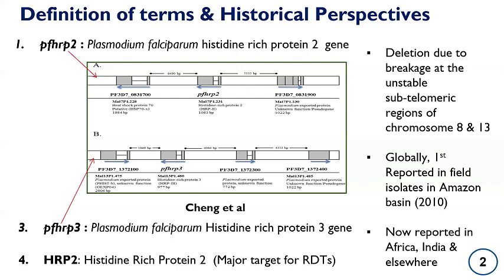As Xavier said, this problem started in the Amazon, and the deletion actually happens within the subtelomeric region, and it is due to breakage around that area of the genome. This problem has now spread to Africa, and many countries have now reported the presence of gene deletions.